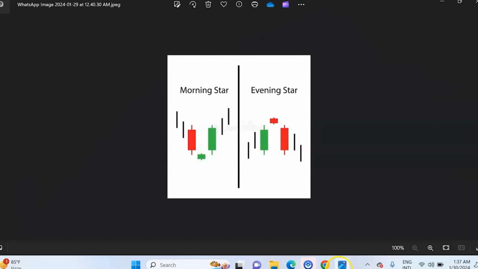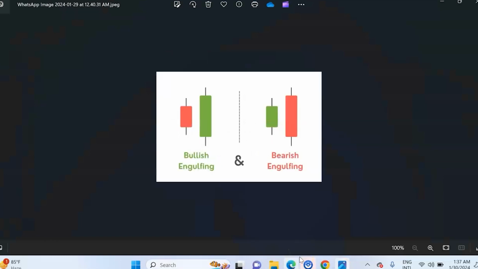So the first candlestick pattern I'll be talking about is what we call the engulfing pattern. The engulfing pattern is of 2 types, the bullish engulfing and the bearish engulfing. So what is the engulfing pattern? As the name suggests, it means that you have two candlesticks formed together, in which one candlestick engulfs the other, which means one candlestick is much bigger than the other.